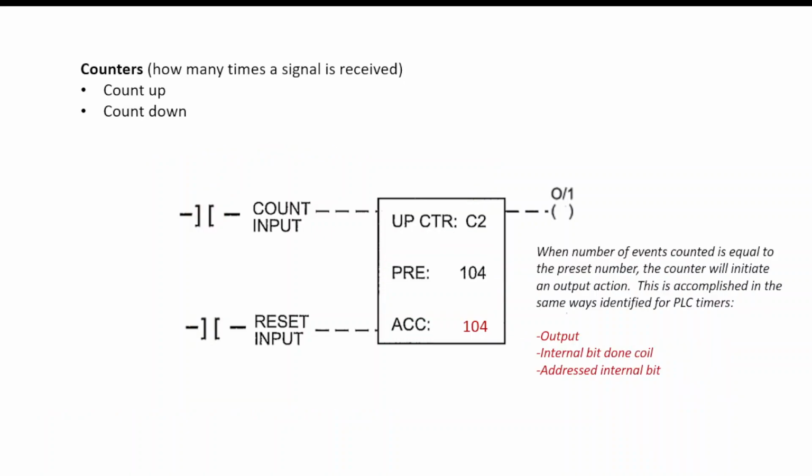When the number of events counted is equal to the preset number, the counter will initiate an output action, and this is accomplished in the same ways identified for PLC timers. So you might have an output, you might have an internal bit done coil, and you might have addressed internal bits. I hope this gives you a basic sense as to how we deal with some of the functions of programming with internal bits, timers, counters, and set reset coils.